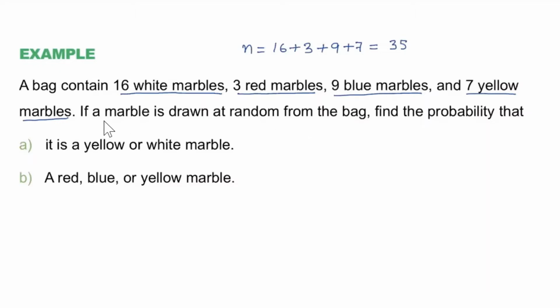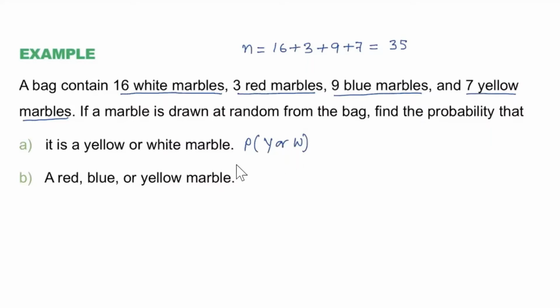Now the question is, if a marble is drawn at random from the bag, so you're not looking at the bag, you're just putting the hand in there and pulling a marble, we have to find the probability that it is a yellow marble or a white marble. So we are looking for the probability that it is yellow or white.